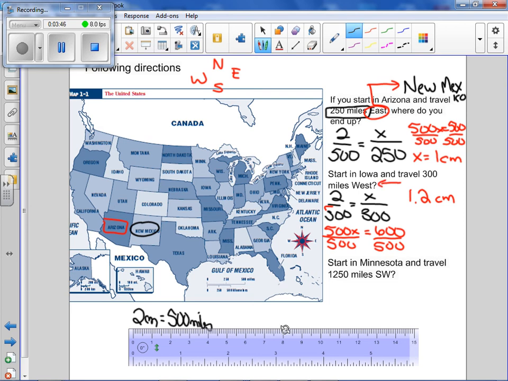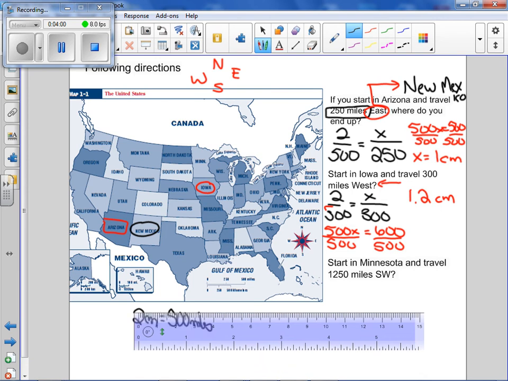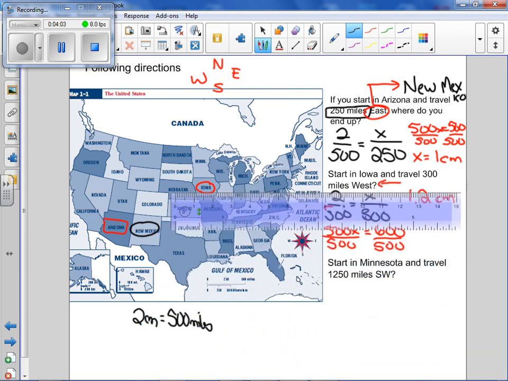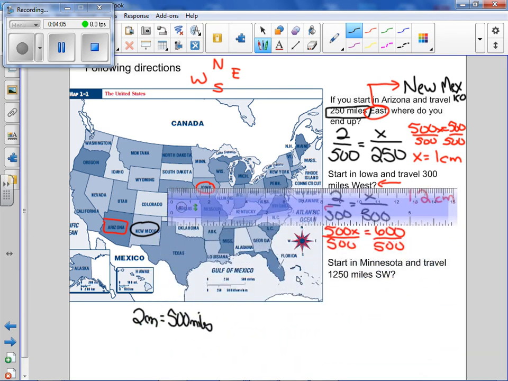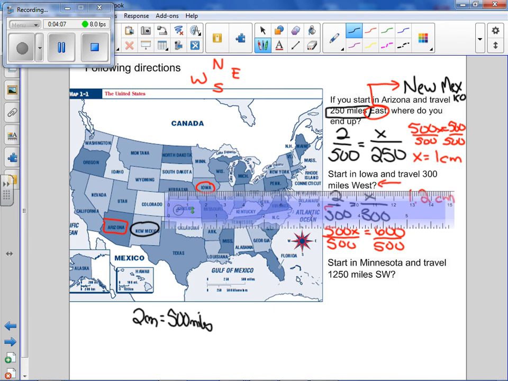So now I need to find Iowa. Iowa is right here. I'm going 1.2 centimeters west. Now when I do that, 1.2 centimeters west, starting in Iowa, I'm sitting in the state of Nebraska, right there. Right, there's Nebraska.